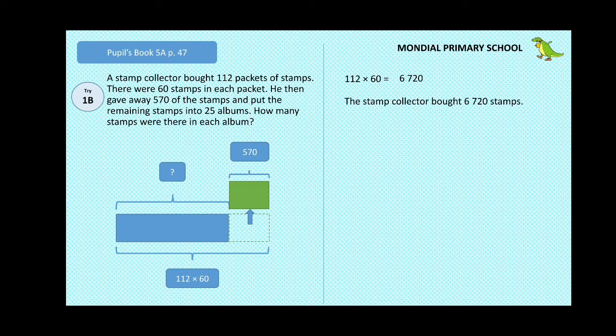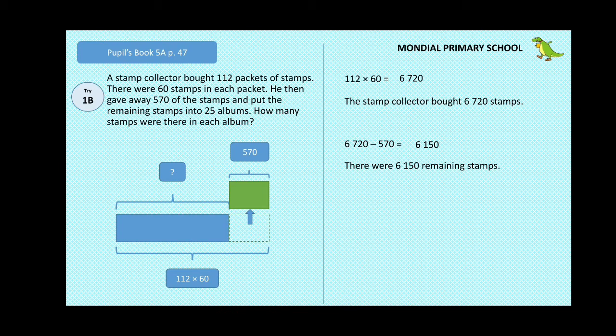We have to find the remaining stamps after he gave away 570 of the stamps. Fantastic, we should subtract it. What is 6,720 minus 570? 6,150. There are 6,150 remaining stamps. Now the last, we need to find how many stamps in each album.